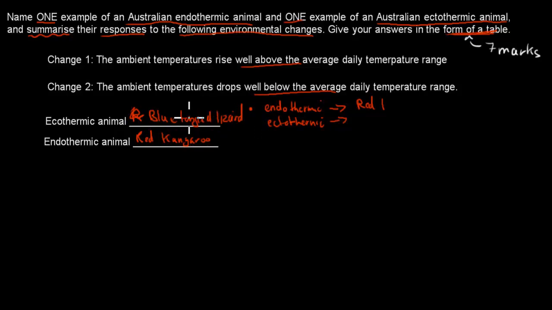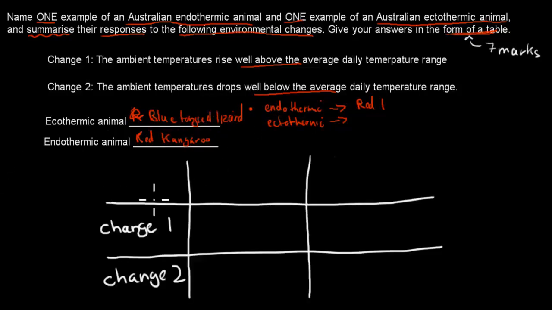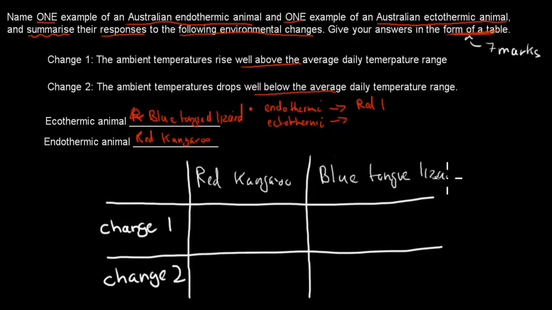I've covered them here, and then what I did is I made the table. For the table, you would have had your red kangaroo in one of them, so red kangaroo here. It doesn't matter which, if you put it there or there. And then the other one is your blue-tongued lizard. Now I have to summarize. Summarize usually means more than one response. So aim for giving 2 responses for each of these different things, for change 1 and for change 2. That would be ideal.